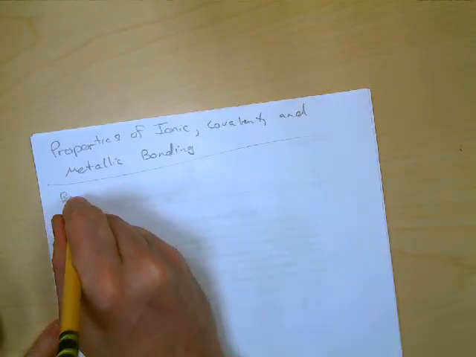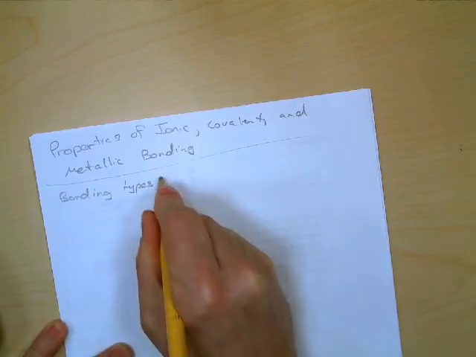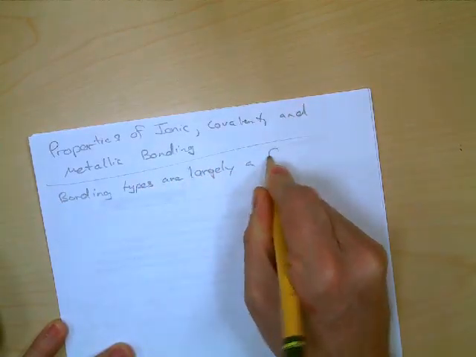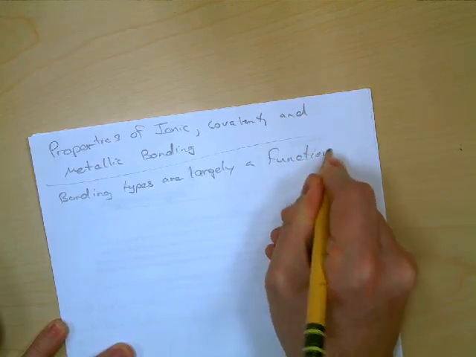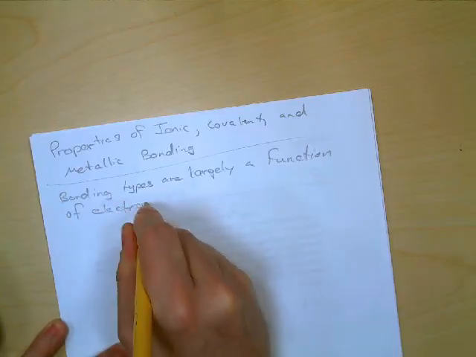So bonding types are largely a function of electronegativity.